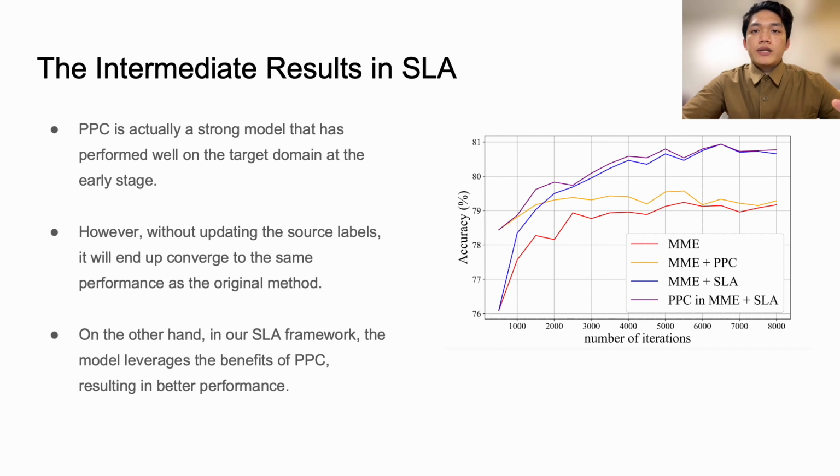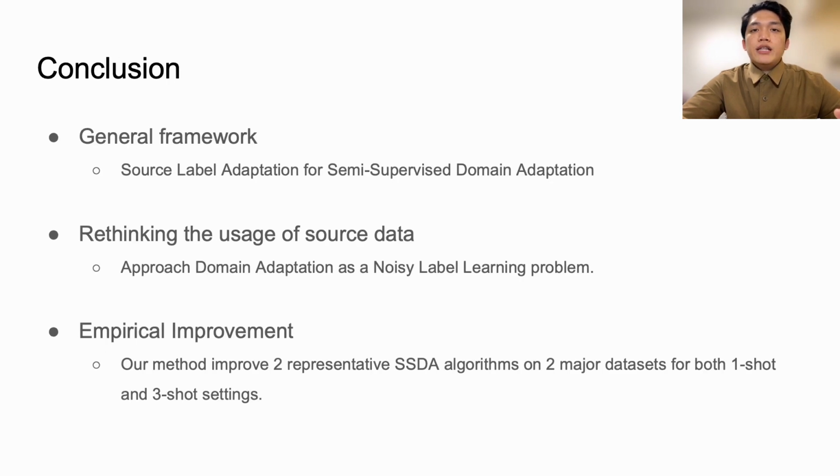Here we plot the intermediate results of MME plus SLA during each iteration. The red line stands for the original MME. The orange line represents the application of PPC right after MME. The blue line indicates the performance of MME with our proposed SLA framework, and the purple line represents the performance of PPC within MME plus SLA. As we can see, PPC is actually a strong enough model that performs well on the target domain at the early stage. However, without updating the source labels, it will end up converging to the same performance as the original MME. On the other hand, in our SLA framework, the model leverages the benefits of PPC, resulting in better performance.